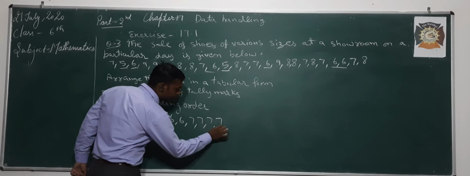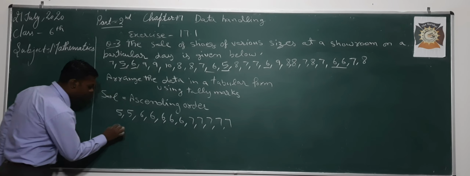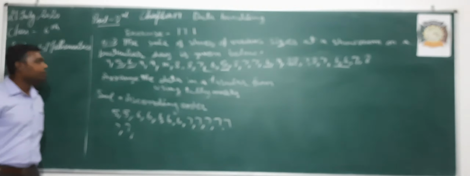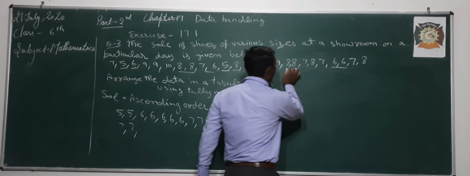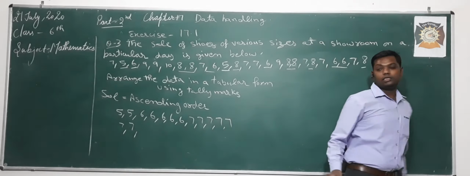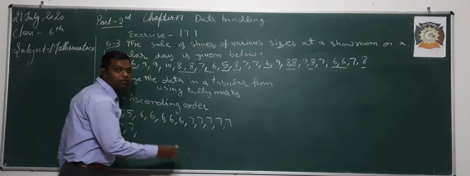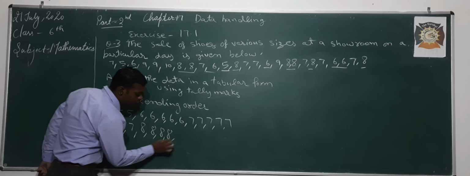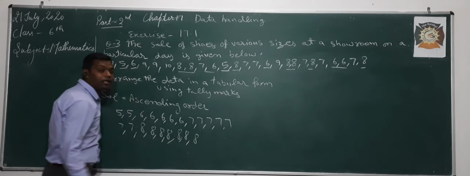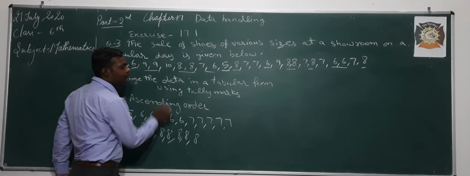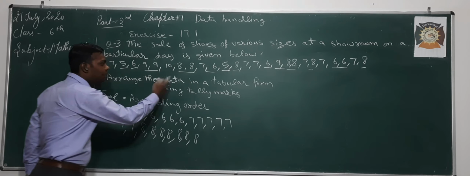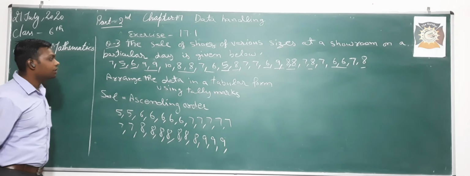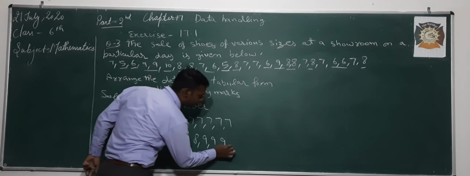The next number is 8, and 8 also appears 7 times. The next number is 9, which appears 3 times. And the last number is 10, which appears only 1 time.